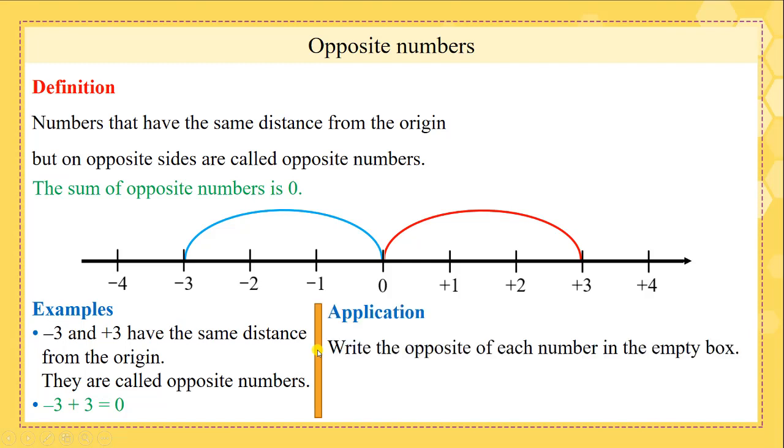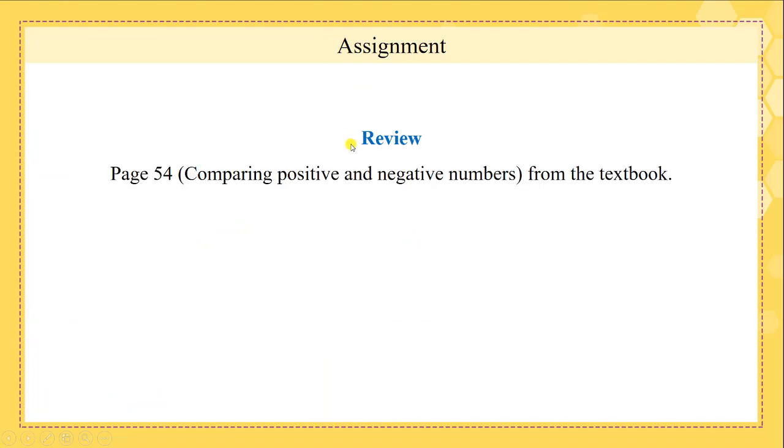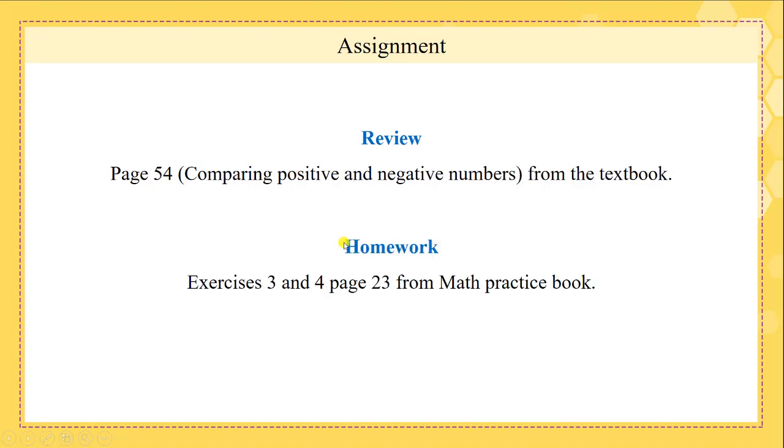It's practicing time. Write the opposite of each number in the empty box. Please pause the video and solve this application. The opposite of -4 is +4. The opposite of +9 is -9. Now you should review page 54, comparing positive and negative numbers from the textbook, and to solve exercises 3 and 4, page 23 from Math Practice Book, and exercise 16, page 60 from the textbook.